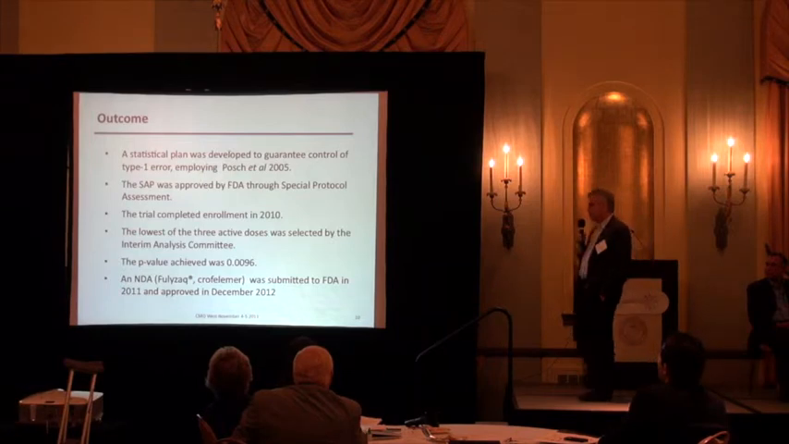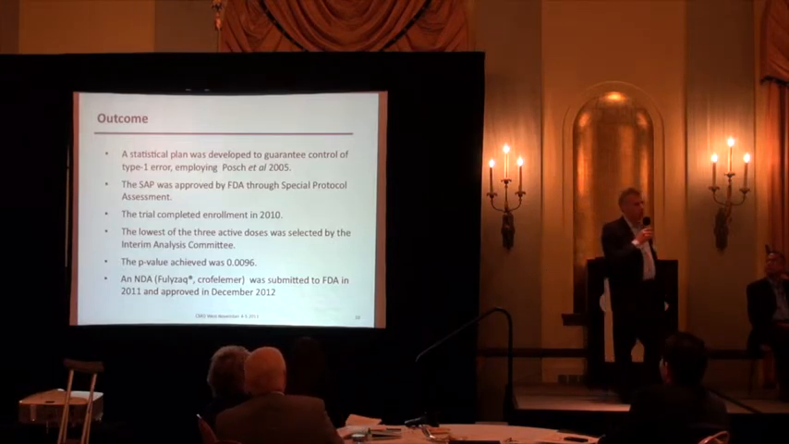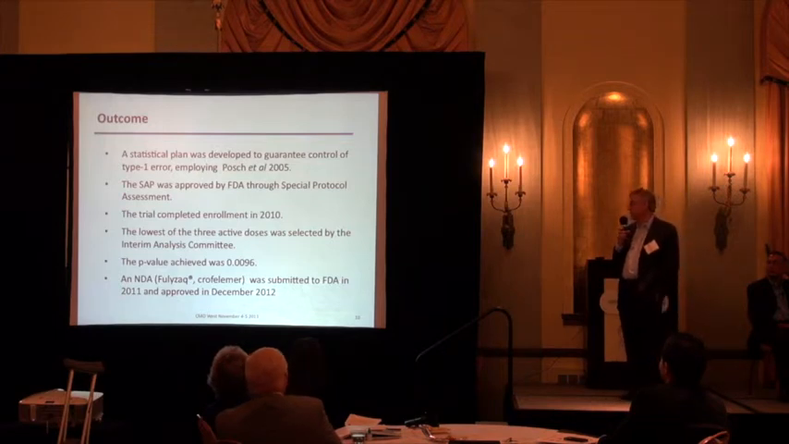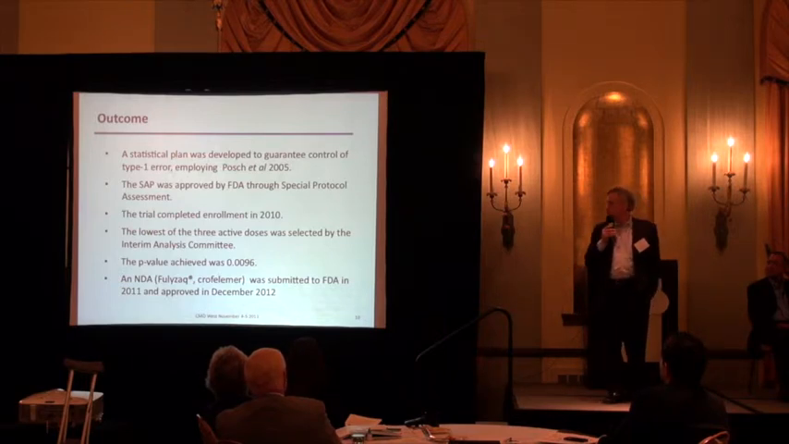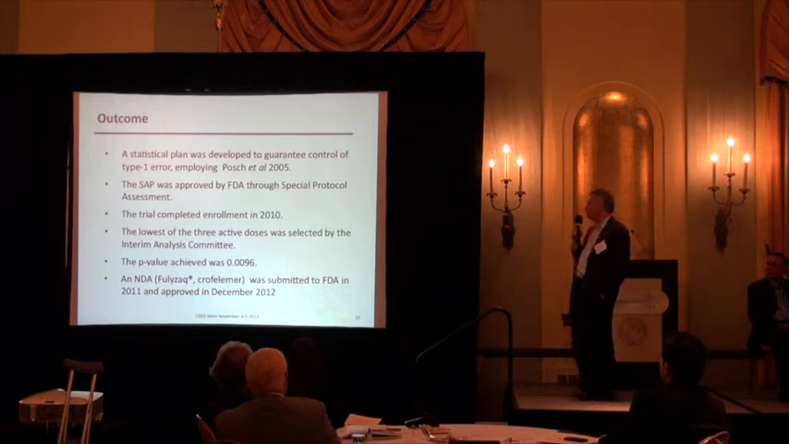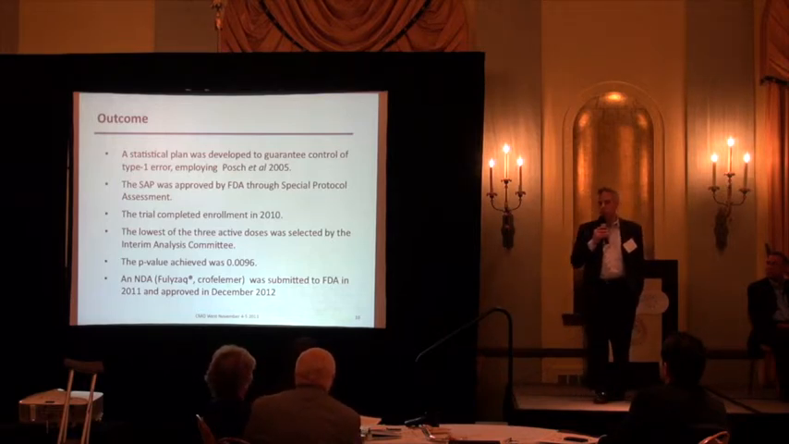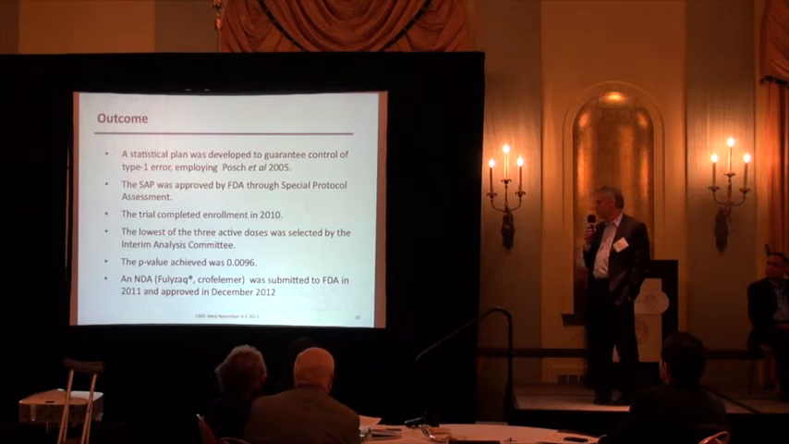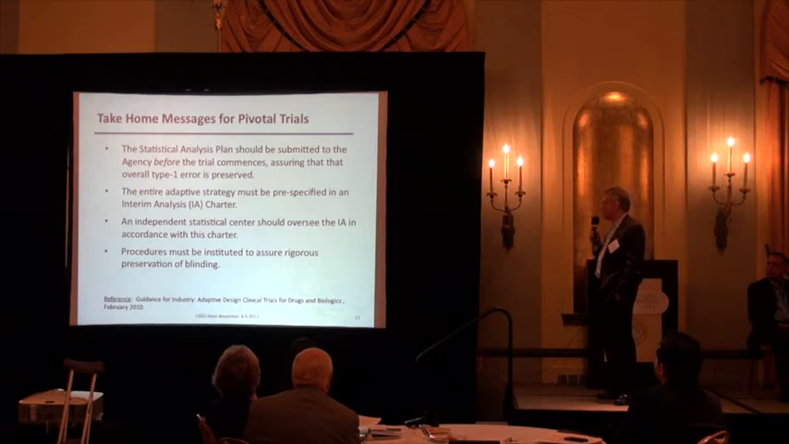We convinced the agency, as Adam mentioned, that we were controlling the type 1 error, which is what we did with the statistical analysis we planned. We had a SAP approved by the FDA through a special protocol assessment. The trial completed in 2010 and it was actually the lowest of the 3 active arms that was selected by the Interim Analysis Committee. The p-value was less than 0.01, and the drug went on to approval at the end of last year. Next slide. So what are the take-home messages?